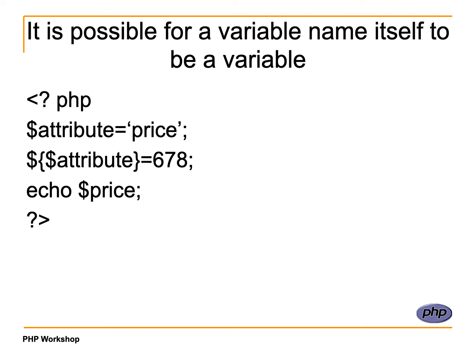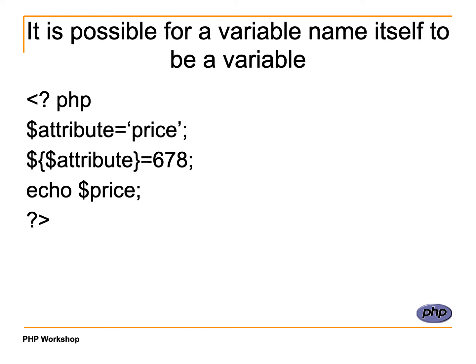So the value of $attribute is used there to assign 678, that is the value assigned. So it is possible for a variable name itself to be a variable. Here the variable name is $attribute, that itself is a variable now. So here $attribute is equal to price, so the attribute will return a string value, price.